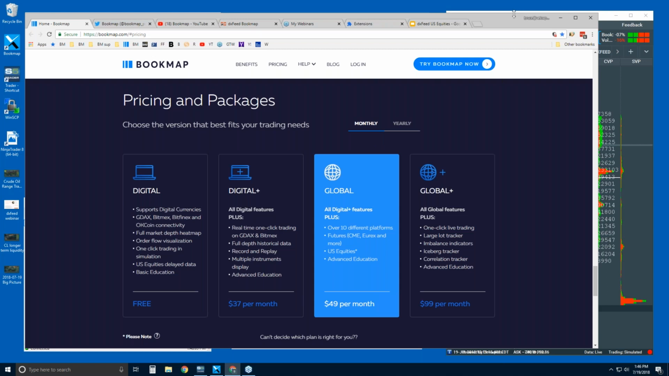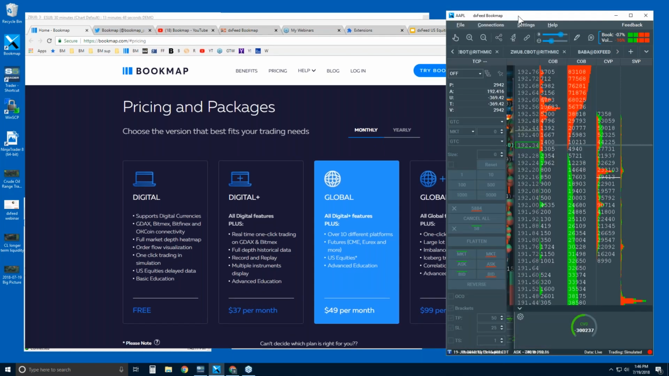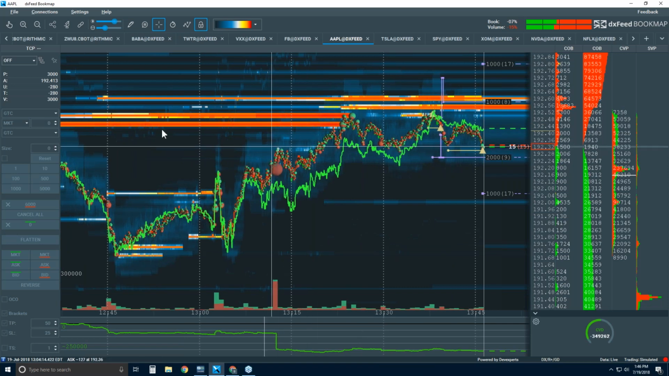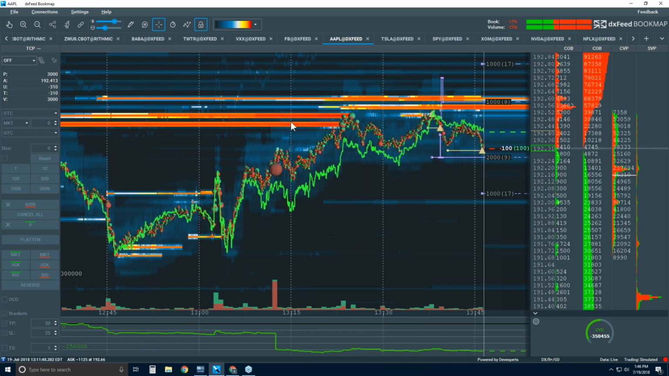In fact, the Bookmap version I have open right now, I have all three markets. I have digital currencies here, as well as the US equities and futures, okay?